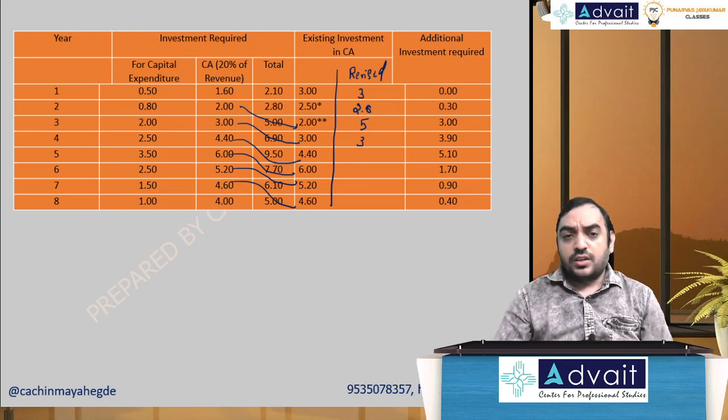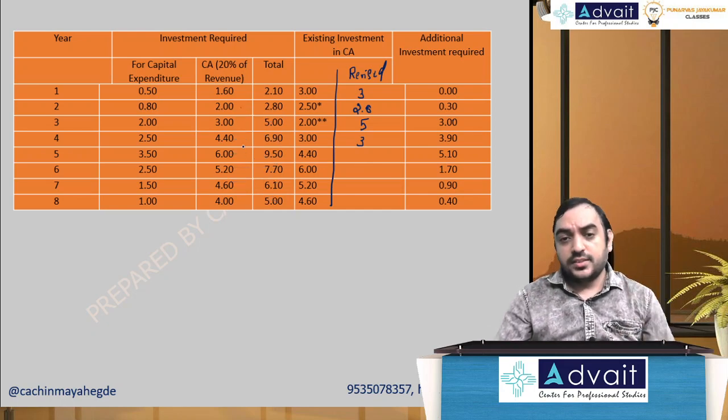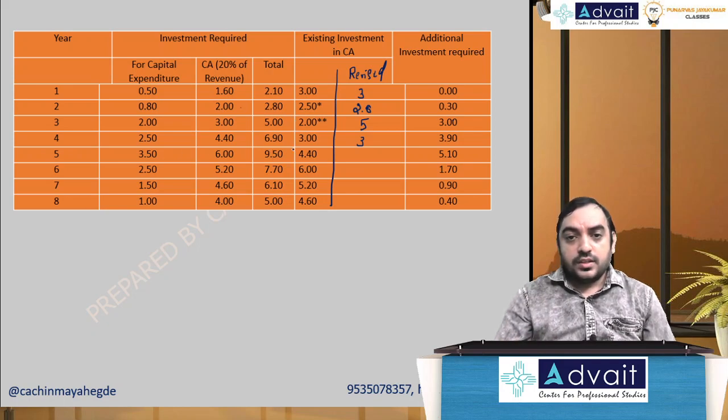Anyway, so did you get this? Okay, I'll complete this table. Why should you ask that problem? I'll do that also. Okay, so existing investment 4.4, additional investment 5.1. So 4.4 plus 5.1, that is 9.5. Out of 9.5, we spend 3.5. That's how it becomes 6.